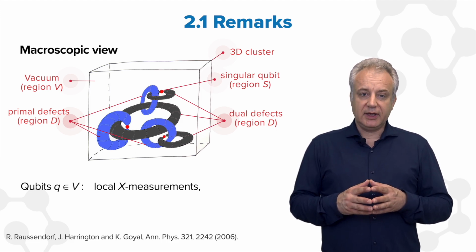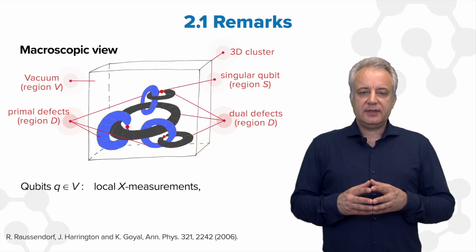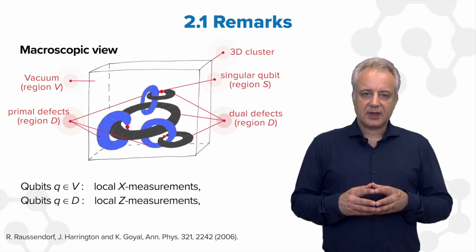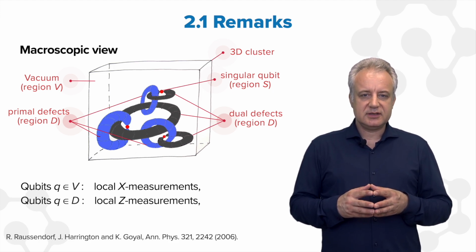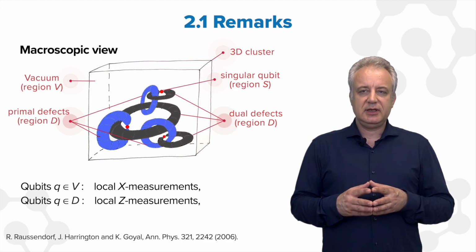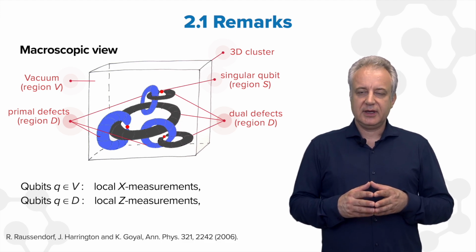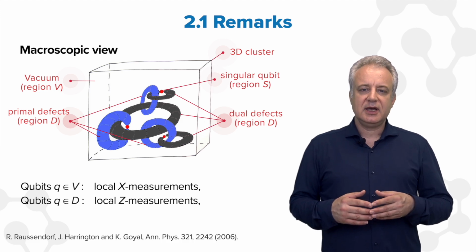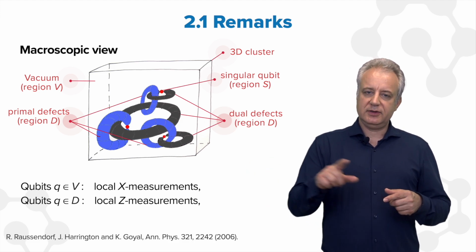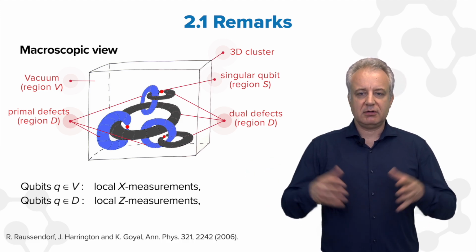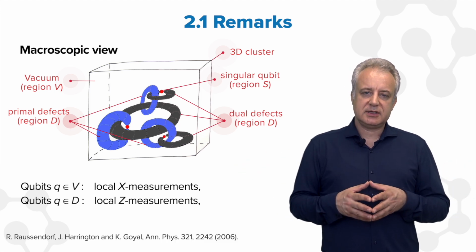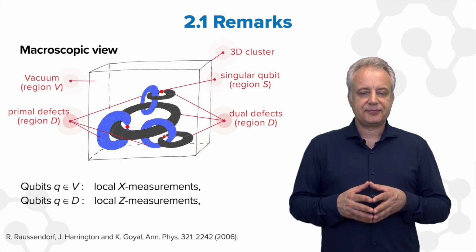So that was the region V. So now the defects, the region D. Every cluster qubit inside such a region is measured in the eigenbasis of sigma z. And as we know in cluster states, the effect of this is to remove all these structures from the cluster. So our 3D cluster state becomes a cheese, in a way.